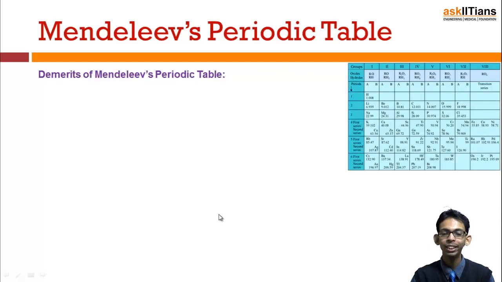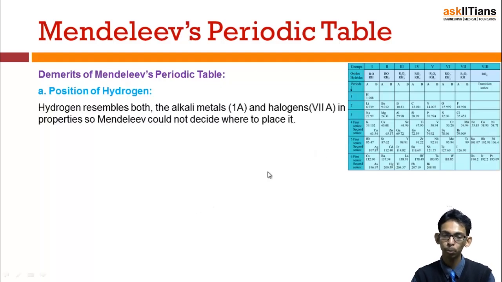Now let's have a look at demerits of the Mendeleev periodic table. Obviously there were some demerits, that's why we don't follow that in the current time. The first demerit was the position of hydrogen. Actually hydrogen resembles both the elements of group 1A, which are called alkali metals, and also the elements of group 7A. Hydrogen resembles in property both the groups 1A and 7A. So he was not able to decide where to place it. So he placed hydrogen in group 1A, which was not justified actually.